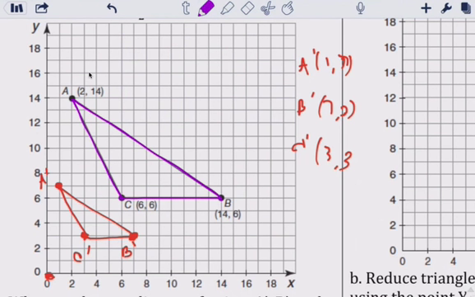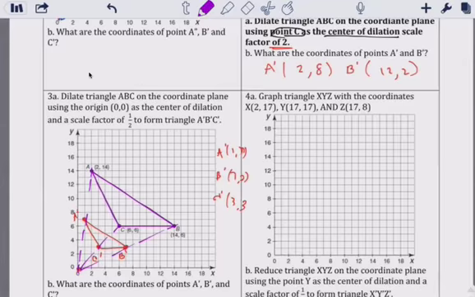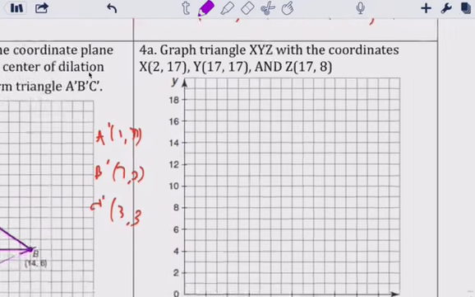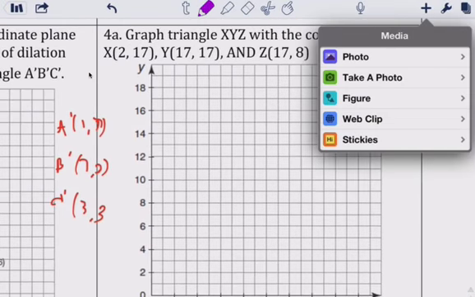Then you take a ruler and go from A all the way to the center of dilation. Take the C's to the center of dilation. Take the B's to the center of dilation. Okay, and you got that.